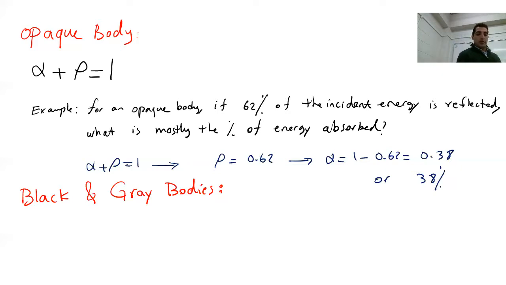But gray bodies are bodies where you can assume emissivity is equal to absorptivity, which we don't talk about yet, and which is the more typical case. That's what we see. So we use black bodies to find the theoretical maximum, something like the Carnot cycle.